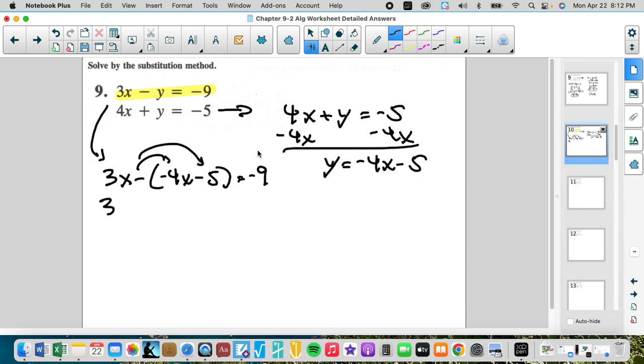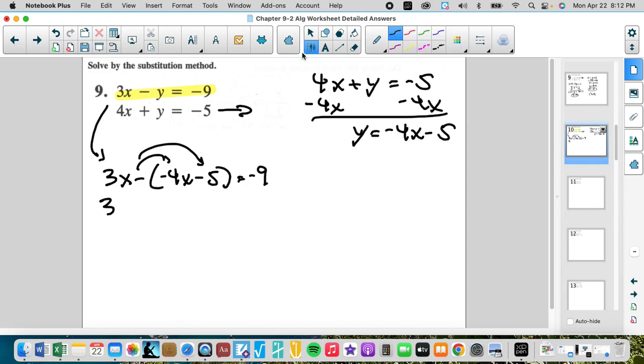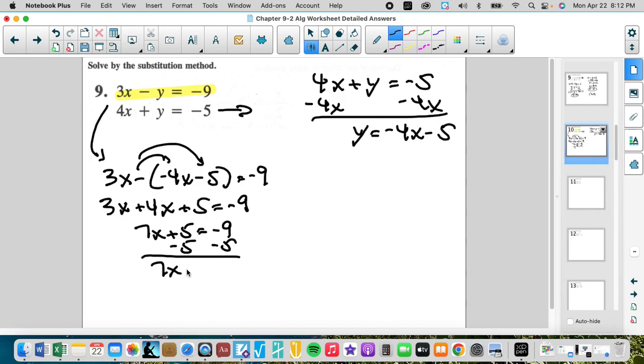negative 9. Let's move this over a little bit. Create some more space. 3x plus 4x plus 5 equals negative 9. That's 7x plus 5 equals negative 9 minus 5 minus 5. 7x equals negative 14. Divide by 7. Divide by 7. X equals negative 2.